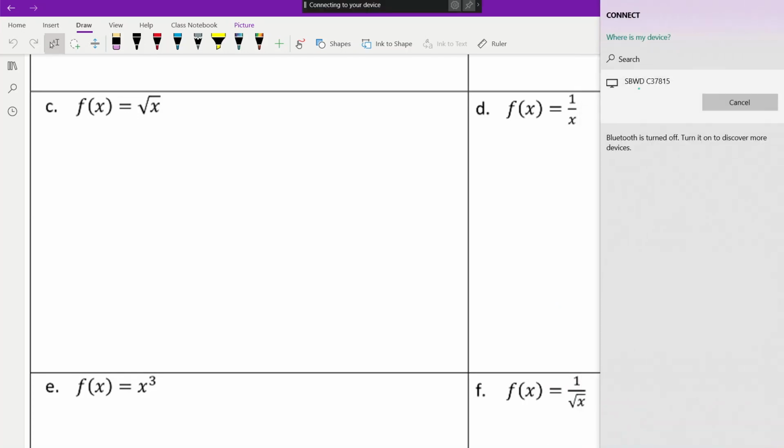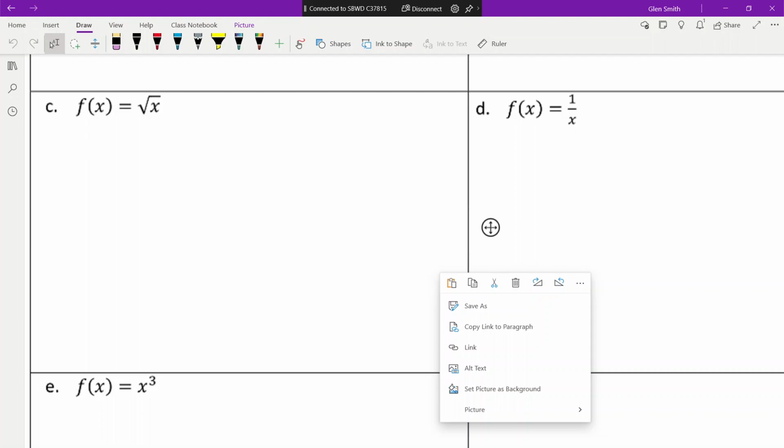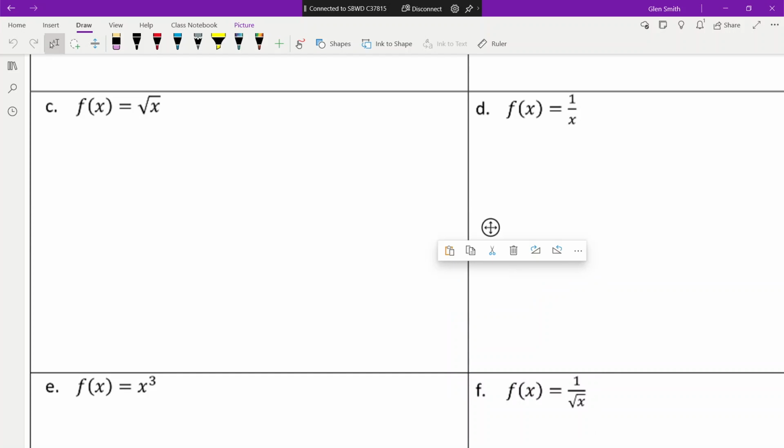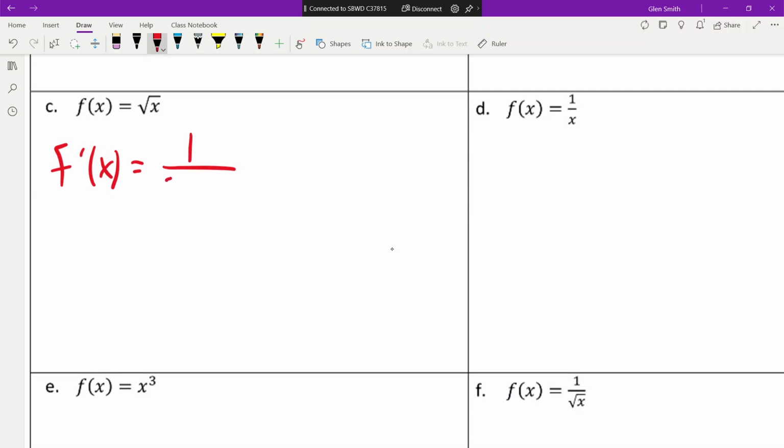All right, folks, let's do this. I'm going to show you how to do this super quick today. But for right now, everybody should have the derivative of this thing here. It is 1 over 2 root x.